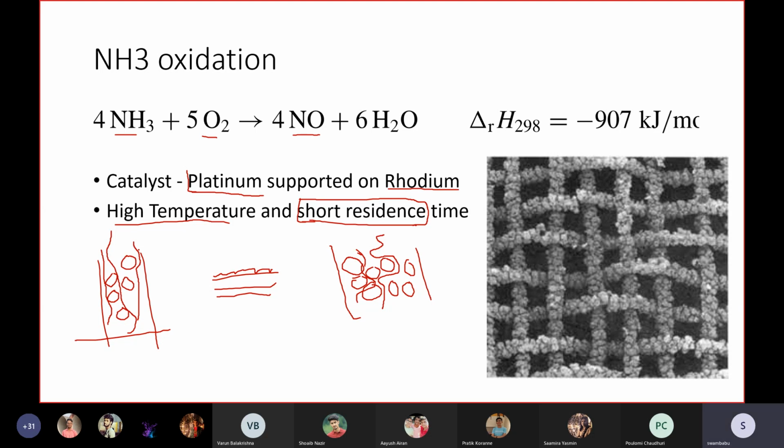Any guess from the students? If I use catalyst particles as a fluidized bed, the platinum-based catalysts are not suitable, or not preferred, to use in a fluidized bed reactor. Any guess from the students why we cannot use it?